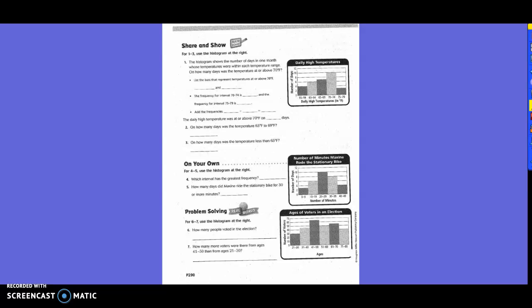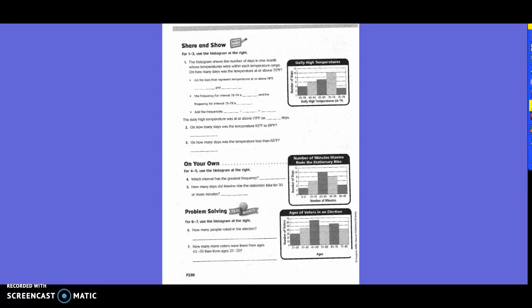Okay, now we're going on to share and show. For 1 to 3, use the histogram at the right. The histogram shows the number of days in 1 month whose temperatures were within each temperature range. On how many days was the temperature at or above 70 degrees? We're going to have to look at a couple of different bar intervals here to figure that answer out.